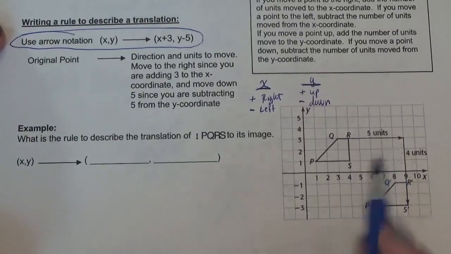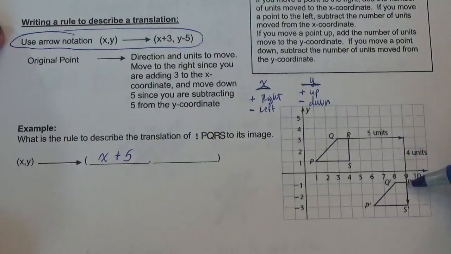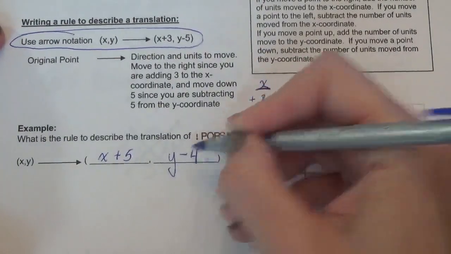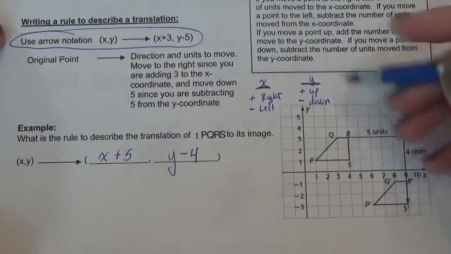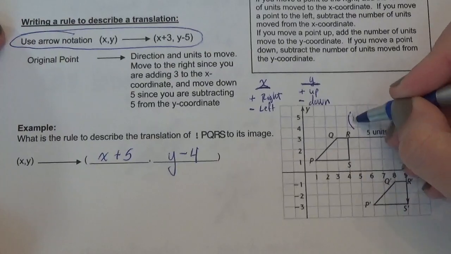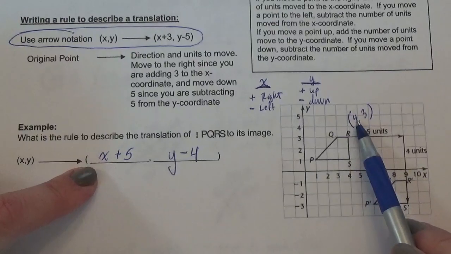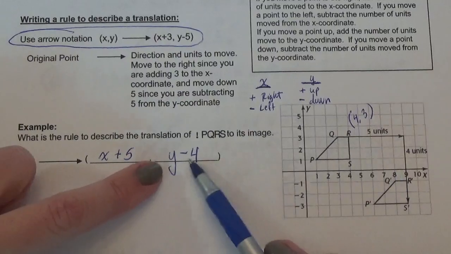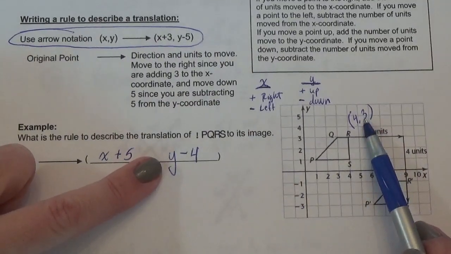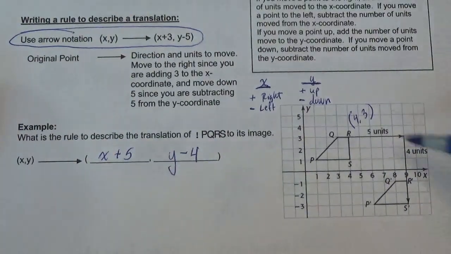So 5 to the right means you add 5 to the x. 4 down means you're gonna subtract 4 from the y. Look at the points, guys. Point R is 4, 3. Guess what? If you add 5 to the 4, you should get 9. Is that where R prime is? Yep. And if you subtract 4 from the y, you would be at -1. Is that where? Yeah. So that's how the math is working with the original and the image.